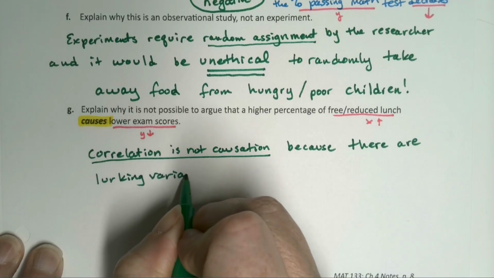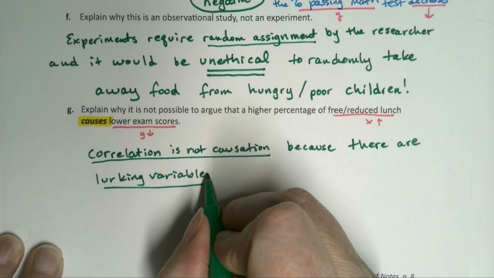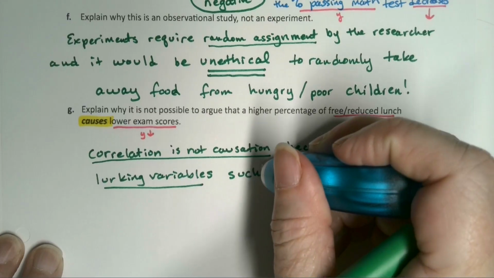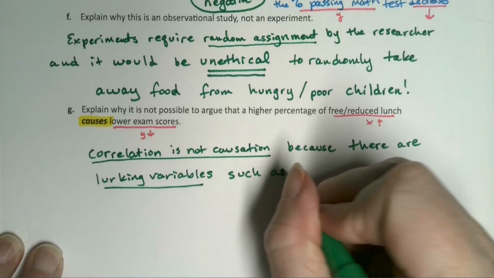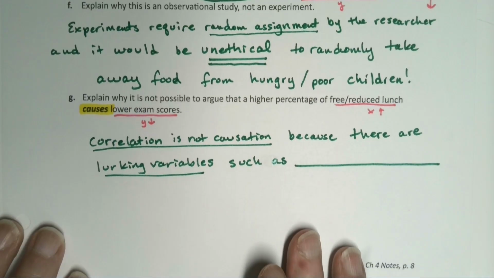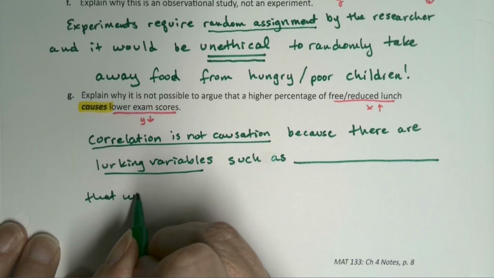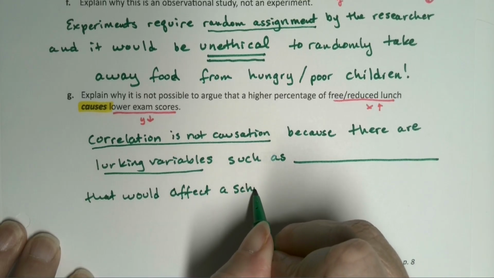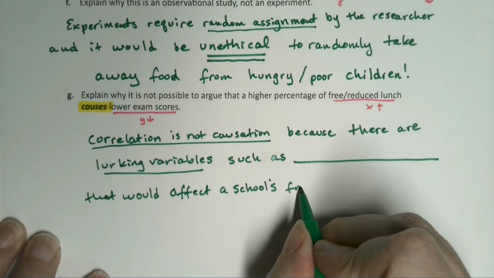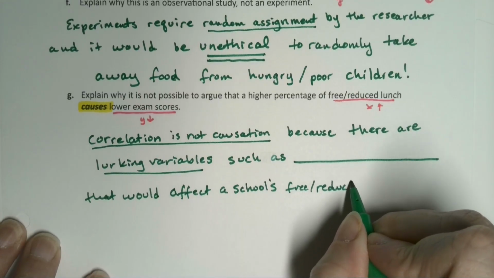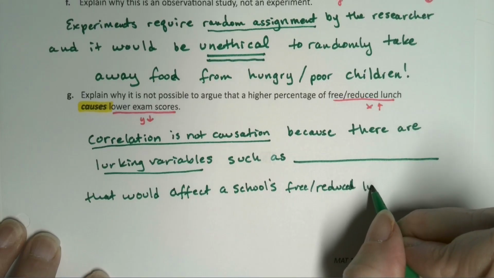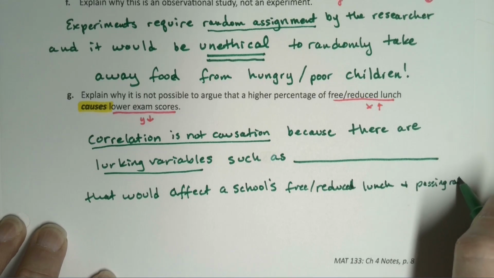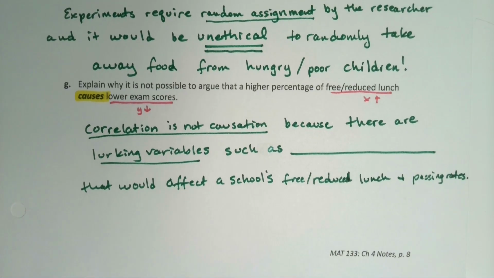All right, so you have to think about what a potential lurking variable would be. I just want to make that one word, such as, all right, and we'll come back for that blank. That's a blank that would affect a school's free reduced lunch rate and passing rate. Right? The x and the y. And that's what a lurking variable is actually.